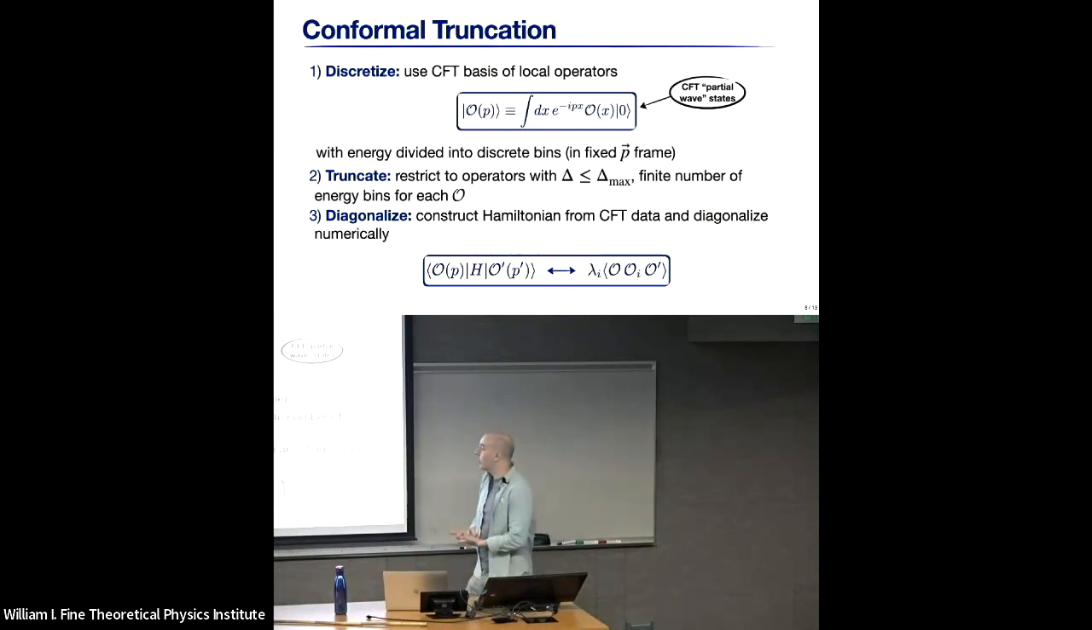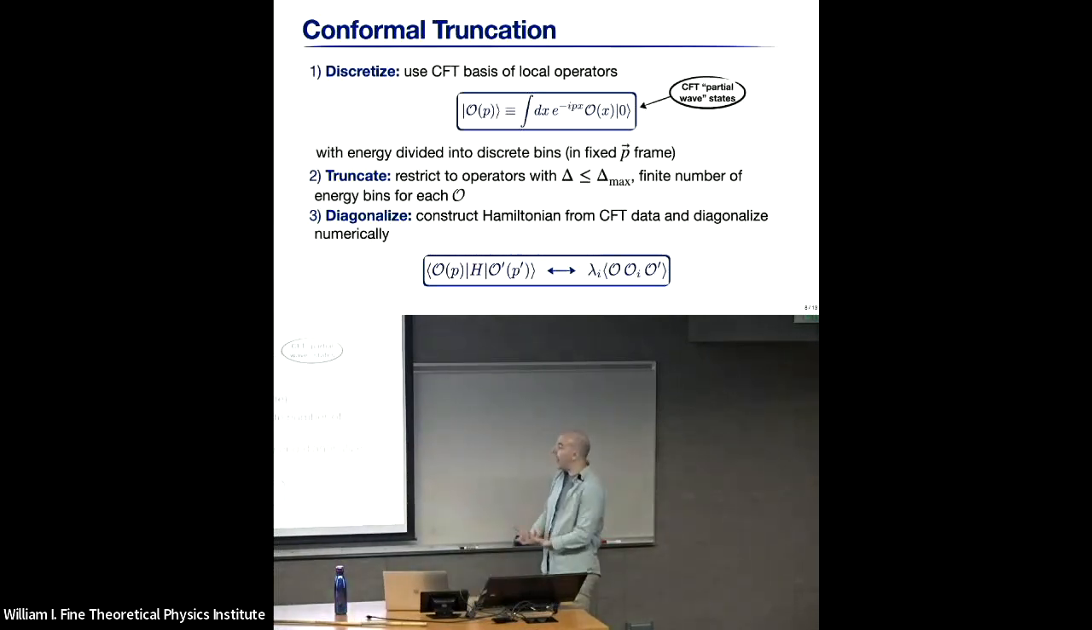Then we need to truncate. And to truncate, we're going to do two things. One, we're going to restrict ourselves to a finite number of operators. So we're specifically going to keep operators with low scaling dimension. We're going to set some threshold, some cutoff delta max, and only keep states below that. And then for each operator, we keep a finite number of energy bins.